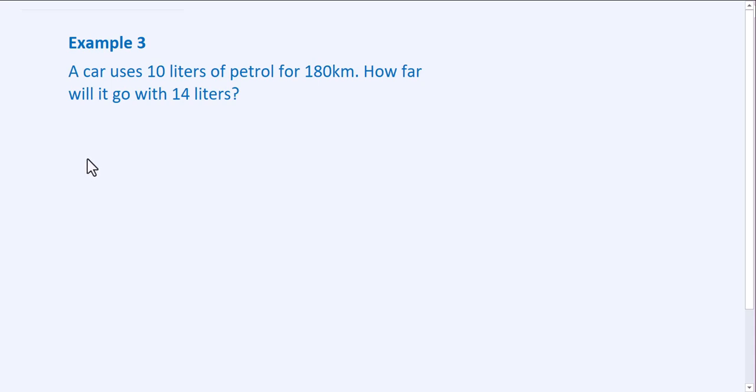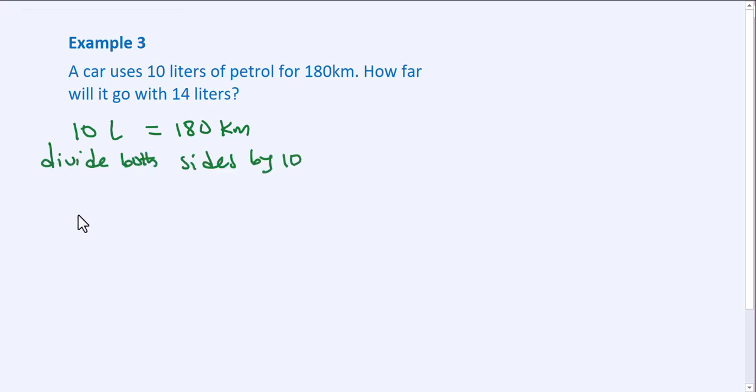For question 3, a car uses 10 liters of petrol for 180 kilometers. How far will it go with 14 liters? So this same process, 10 liters. I just want to say 10L for 180 kilometers. Okay, so before we solve for how far it will go for 14 liters, let's solve for 1 liter first. So solving for 1 liter simply means we have to do what? Divide both sides by 10. So we have 10L divided by 10. L stands for liter here. Then 180 km, kilometers, divided by 10 as well.